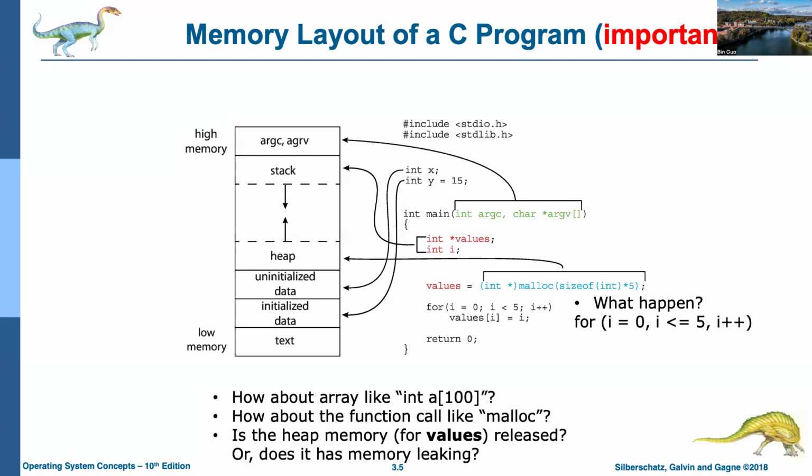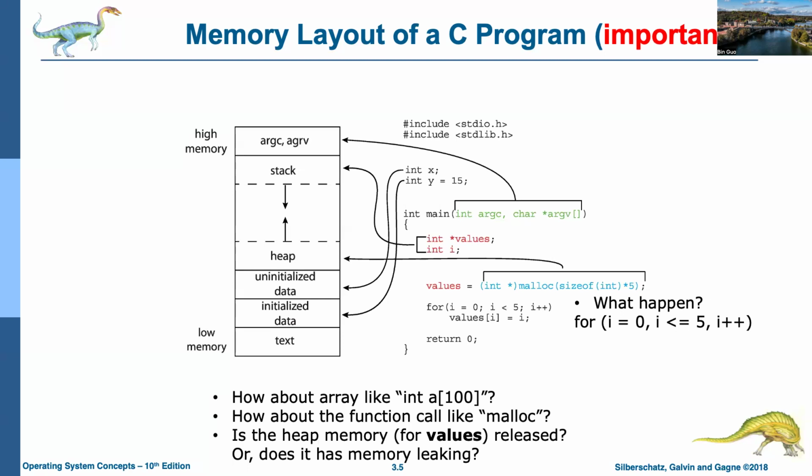So initialized data: int y = 15. This is a global variable put into the data section. Right here, there are two global variables put into the data sections. y is the initialized data, but x is uninitialized data. Here, this data section.